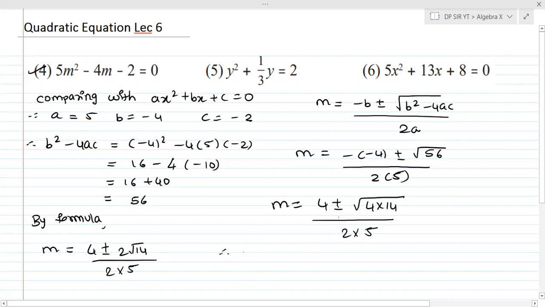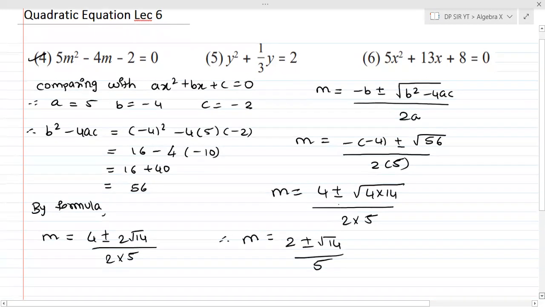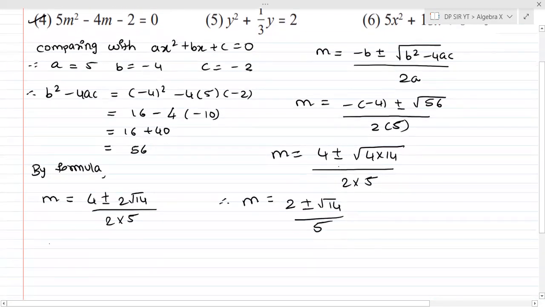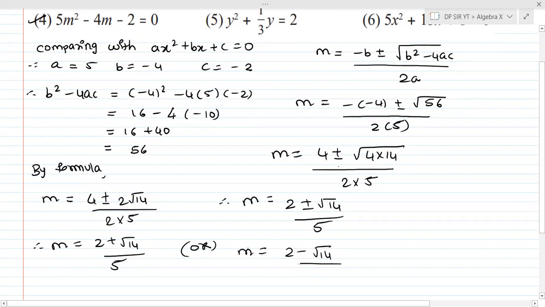Therefore, m is equal to, yes, look at this, 2 ones are 2 and 2 twos are 4. So 2 plus or minus under root of 14 upon 5. Now it's easy to go ahead with. Therefore, m is equal to 2 plus under root of 14 upon 5, or m is equal to 2 minus root 14 upon 5.